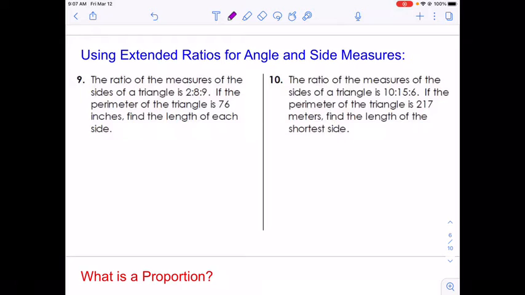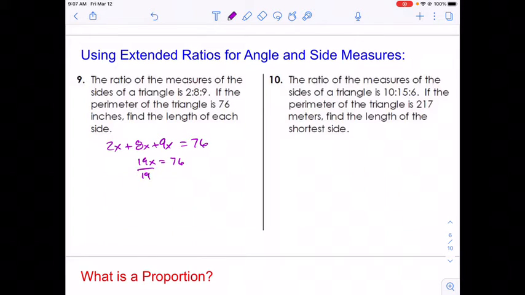The ratio of the measures of the sides of a triangle is 2 to 8 to 9. If the perimeter of the triangle is 76 inches, find the length of each side. So once again, the side lengths are not going to add to 180, they're going to add to a perimeter, which is 76. So we have 2x plus 8x plus 9x is equal to 76. Add them up. 10 plus 9 is 19, so 19x equals 76. Now we divide by 19, and x is going to equal 4.